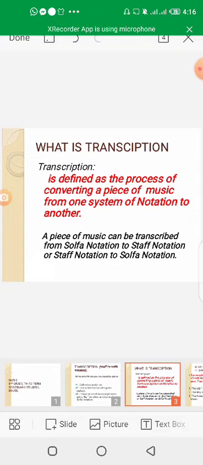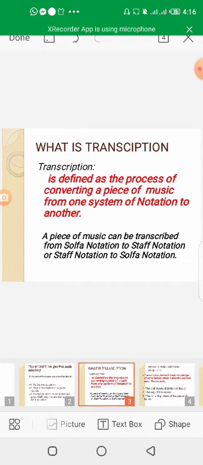Hope you understand that. Now, a piece of music can be transcribed from staff notation to solfa notation, or a piece of music can be transcribed from solfa notation to staff notation. So it could go either way.